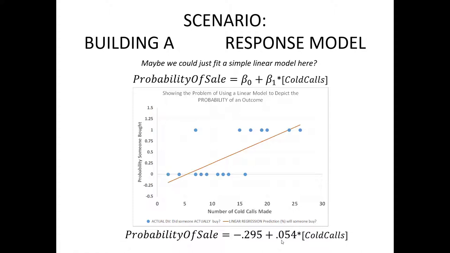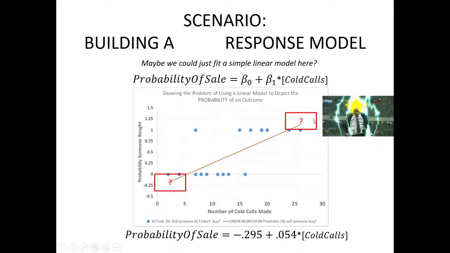However, let's look a little closer at this actual response model that we just calibrated. Some things are wrong. Look on the far left and right edges. Notice how our linear model actually makes negative predictions and makes predictions above 1 here. That simply doesn't make sense. Somebody can't have a negative probability of actually purchasing, and they can't have a probability of purchasing greater than 1. And even if your soccer coach once told you that you can give more than 100%, we simply can't really do that.